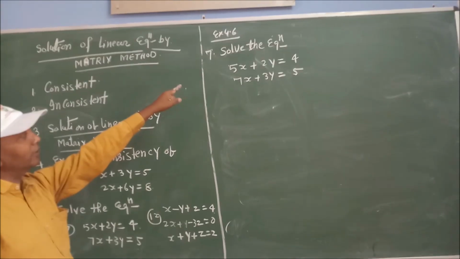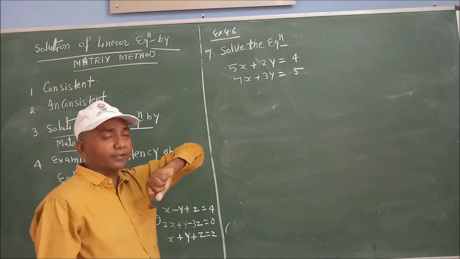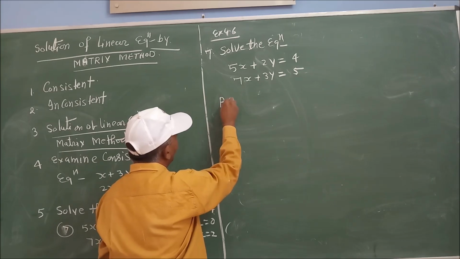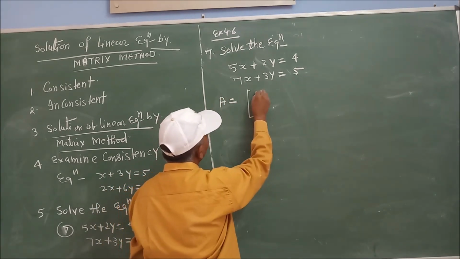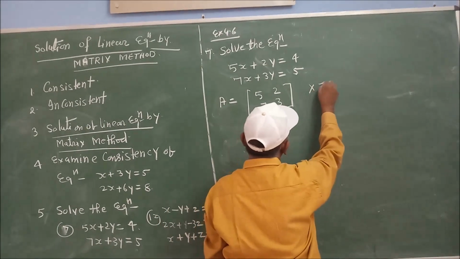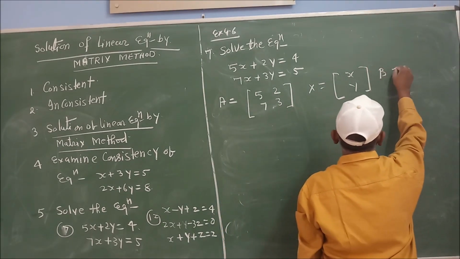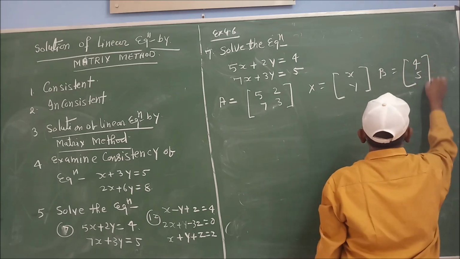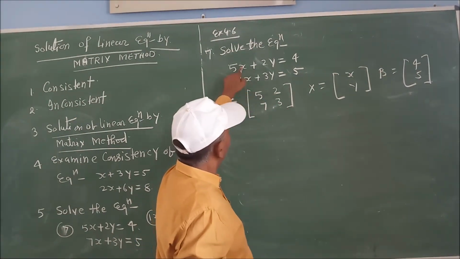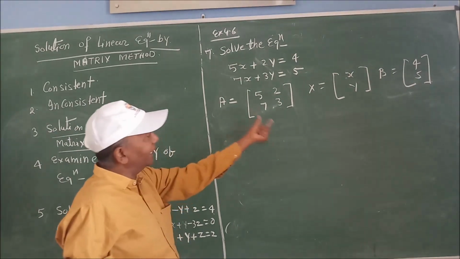Here we have an equation to solve. We have to calculate the value of x using the matrix method. So first you calculate the value of A, B and X. A is equal to the matrix 5 2, 7 3, X is equal to x, y, and B is equal to 4, 5. So we have calculated the values of A, X and B.